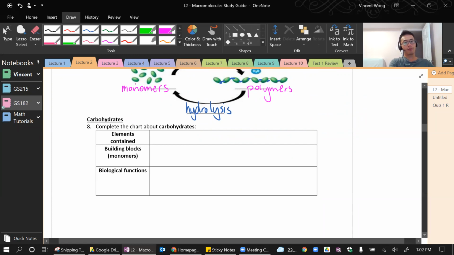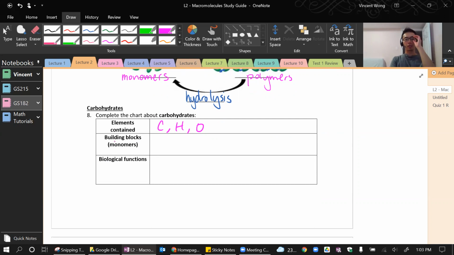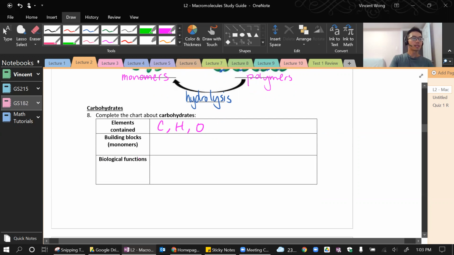Okay. So let's talk about carbohydrates. What elements are found in carbohydrates? Carbon, hydrogen, and oxygen. Can anybody tell me what the building blocks of carbohydrates are? What are the monomers of carbohydrates? Anybody? Yeah, I say glucose, fructose, and galactose. Very good.